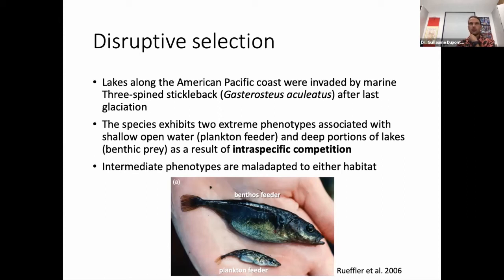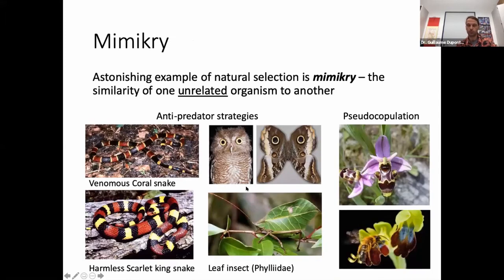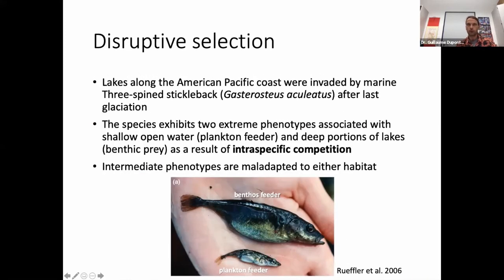And in certain lakes in British Columbia, on the American Pacific coast, after the Ice Age, with the retreat of the ice, lakes formed, and the sticklebacks invaded these lakes from their marine ancestral habitat. And in certain lakes, they show 2 extreme phenotypes: a very large phenotype, which is shown here in the photograph on the top, and a smaller one.